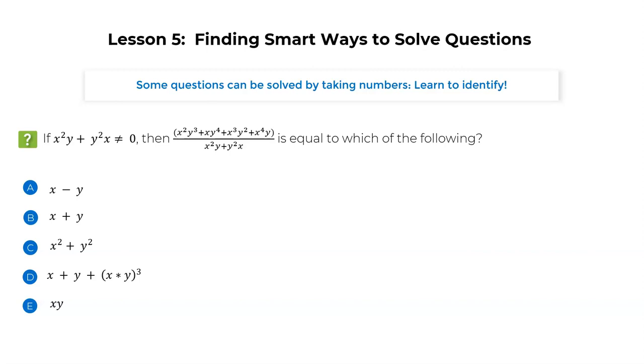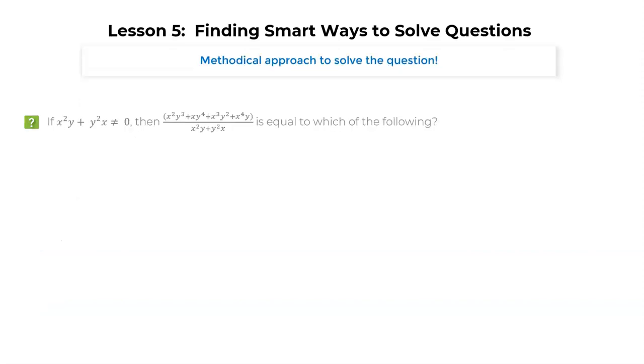So how should you solve it? Well, as I told you, I'll show both the methods. Let's look at the methodical way first. We'll first of all jot down what is given to us. We are first told that x square y plus y square x is not equal to 0. That means the denominator is not equal to 0.